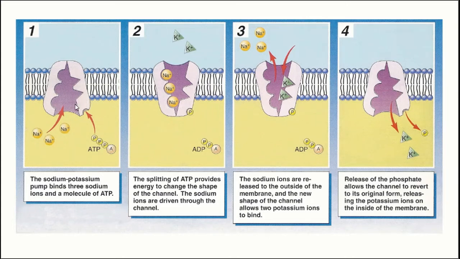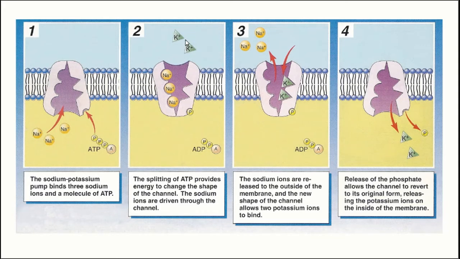So the sodium-potassium pump begins by binding 3 sodium ions from inside of the cell and a single molecule of ATP. That ATP in the next step is then split, or hydrolyzed. That releases the energy, and you can see that the pump here changes shape and changes configuration so that it opens up the pump and ejects these 3 sodium ions that it has bound.